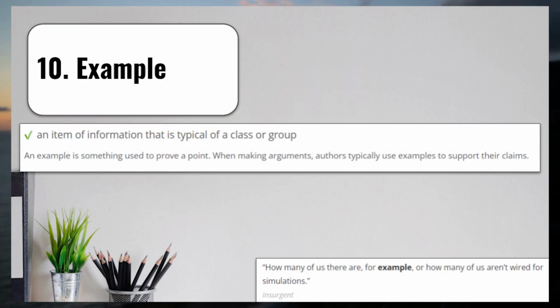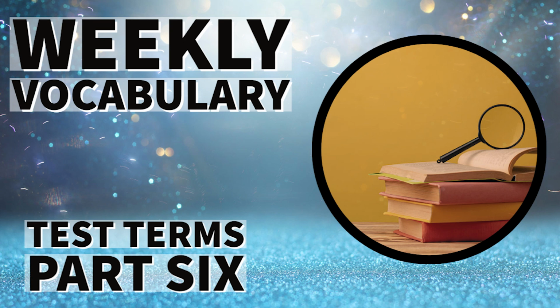Term number 10 is example. An example is an item of information that is typical of a class or group. An example is something used to prove a point. When making arguments, authors typically use examples to support their claims. And again, you may be asked to draw an example from the text or to cite an example from the text, where you'll need to quote a line inside of a passage to prove what you just said about your claim or your statement. That's just a brief introduction to our 10 words and definitions this week.